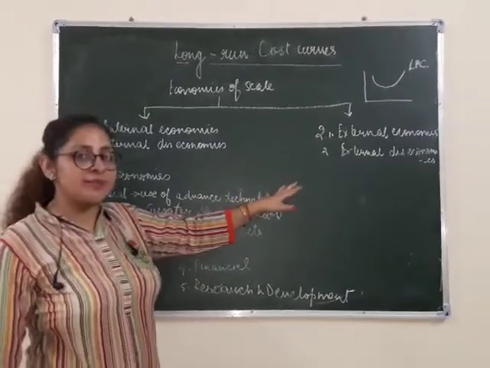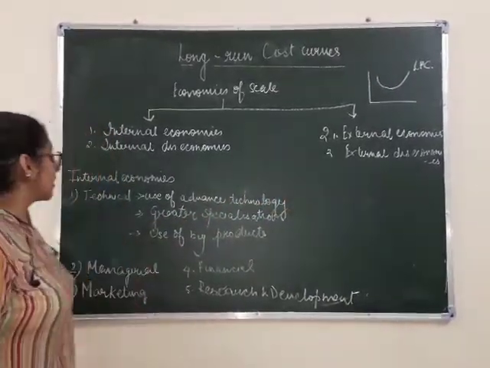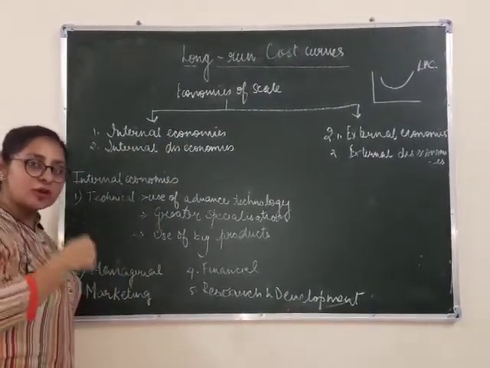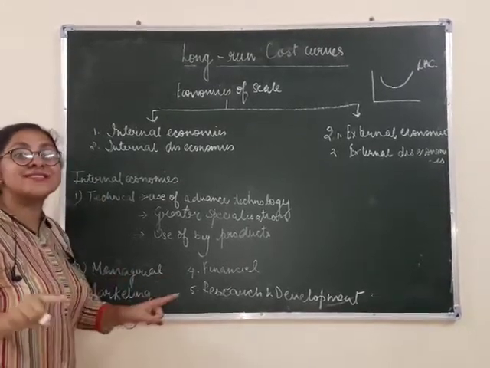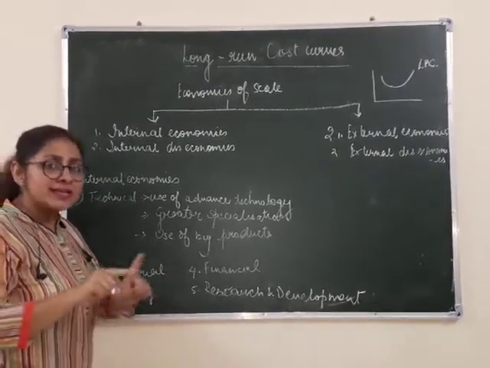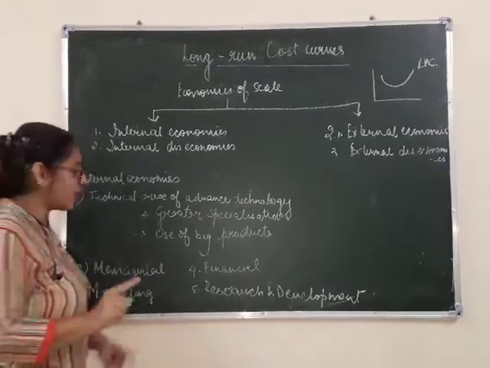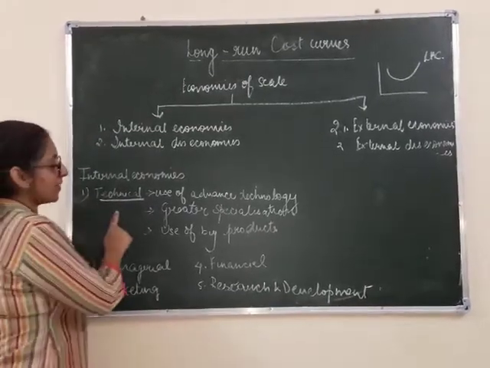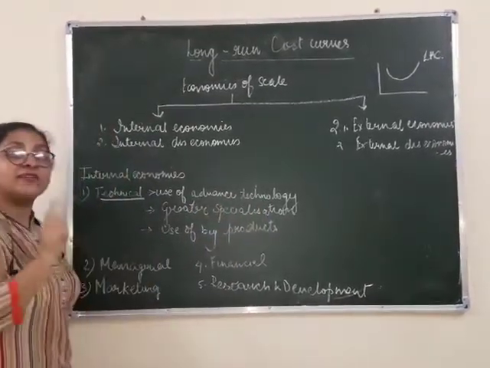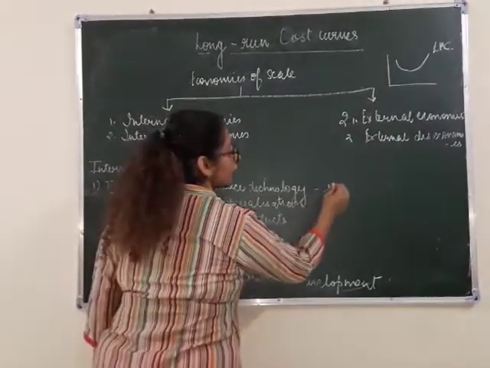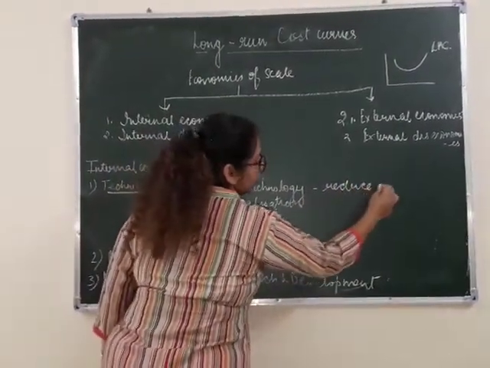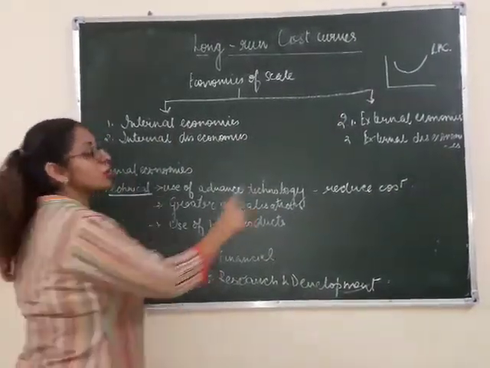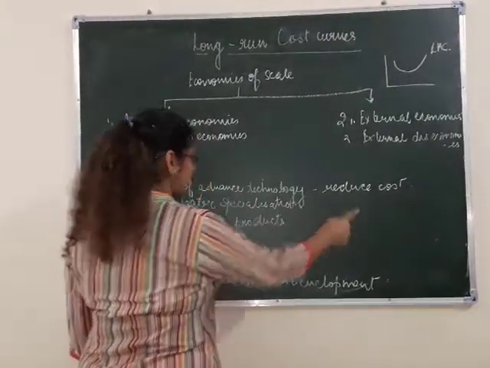Clear? Now let me explain in detail what these things are. First of all, I am talking about internal economies. Internal economies means the economies related to the expansion of scale of production. To increase the scale of production, you need first of all technique. Technique means when a company is using advanced technology, it will automatically reduce their cost. When you are using advanced technique, it affects your cost of production, due to which the cost per unit of a good will reduce.